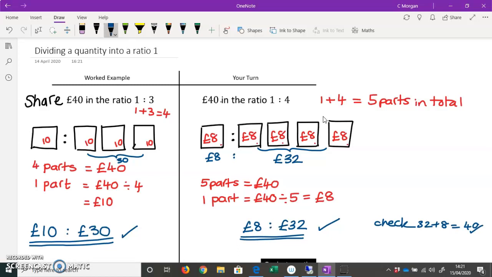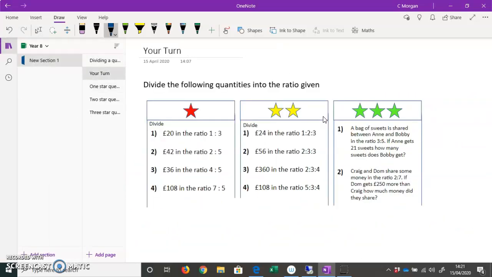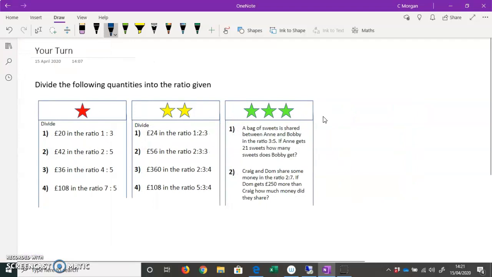I'm going to give you some questions that I'd like you to do now, please. So it's now your turn. Now you can see that there are 3 levels of questions. So what I suggest you do is have a go at the 1-star questions first. If you're feeling very brave, have a go at the 2-star questions. But if you're feeling even braver, of course, have a go at the 3-star questions. If you pause the video now, I will then tell you the answers.